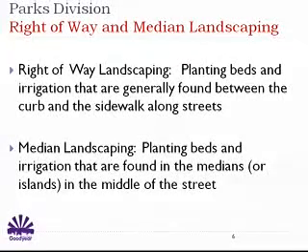Quick definitions. Right-of-way landscaping is the planting beds and irrigation that are generally found between the curb and sidewalk along streets. The median landscaping are the planting beds and irrigation that are found in the medians, or commonly referred to as the islands in the middle of the street. It's important to note that right-of-way landscaping is typically found between the curb and the sidewalk. Throughout the city, you will see a lot of landscaping from the inside edge of that sidewalk back to the side walls. Those are commonly referred to as development tracts and are privately owned by HOAs, commercial areas, and so on and so forth.